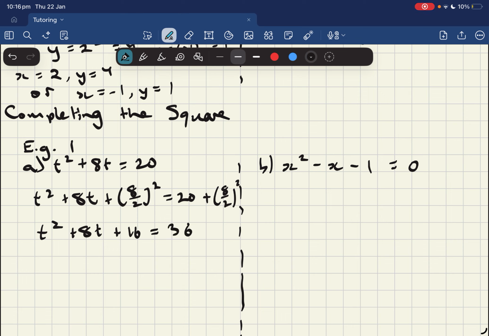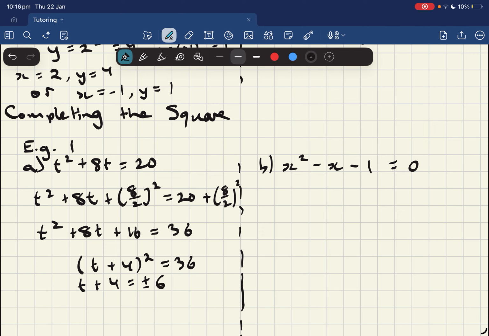So I can factorize this left-hand side because when we complete the square, it will always give us a perfect square. So here I get (t plus 4) squared equals 36. And when I square root this, I get t plus 4 equals plus or minus 6.